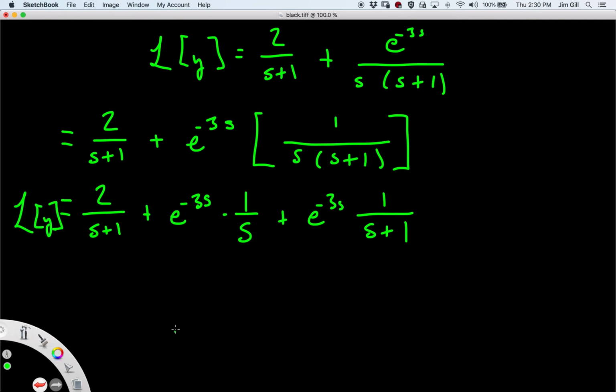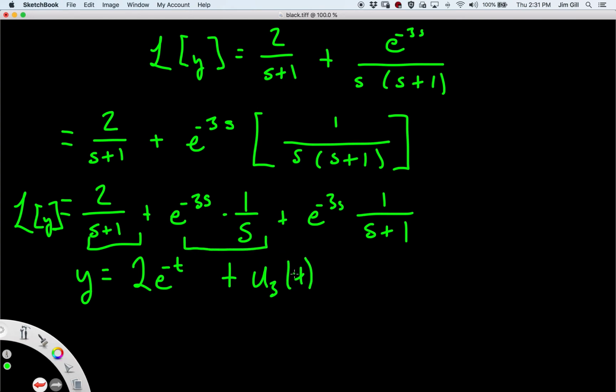And now everything is such that we know the inverse Laplace transform. We can go backwards. So y is going to be equal to, this first term gives us 2 times e to the minus t from looking at our original table. This, okay, well, 1 over s is the Laplace transform of the function 1. So this is just that function time shifted. So this is going to be u3 of t, right? This is exactly the Heaviside function, the time shift of the Heaviside function, sorry, the Laplace transform of the Heaviside function, this original thing we had here.